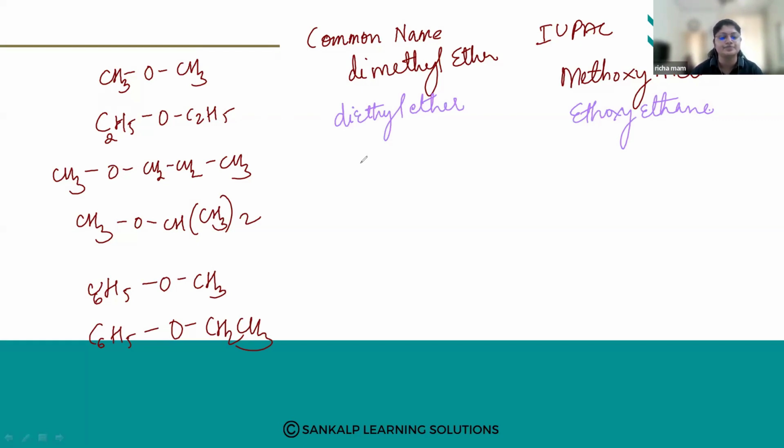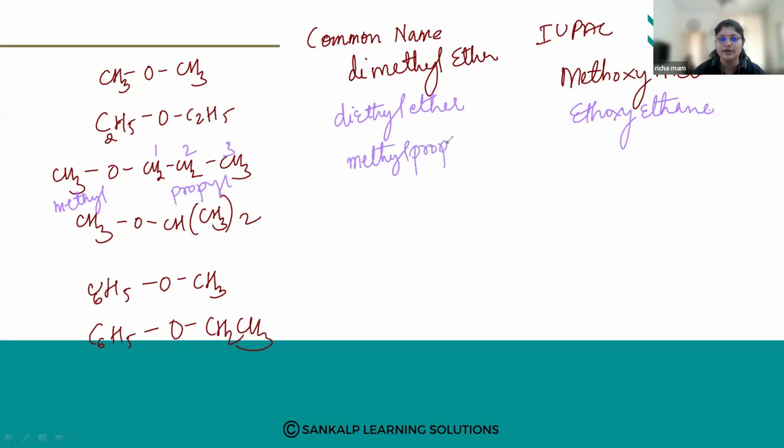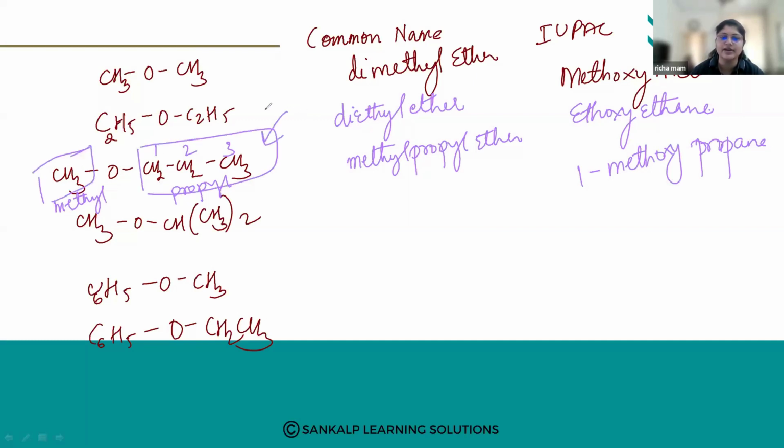Next one. This is carbon 1, 2, and 3, so this is a propyl group and this is a methyl group. Which comes first? Methyl, so it is methyl propyl ether. Can you tell the IUPAC name now? Whenever the carbon chain is bigger, that should be taken as the parent chain. So here it is propane, so it will be 1-methoxypropane. Between the substituents CH3 and this group, this is the larger hydrocarbon, so it should be taken as the parent chain hydrocarbon.